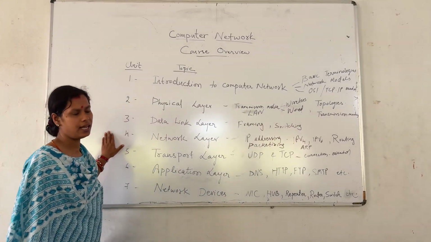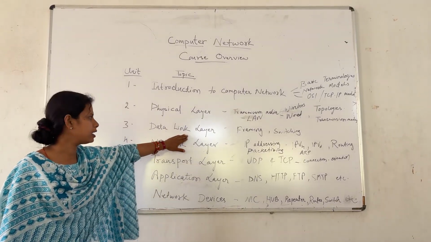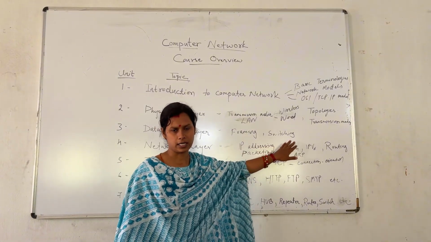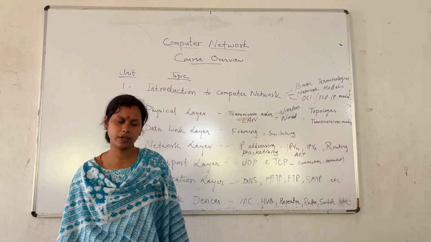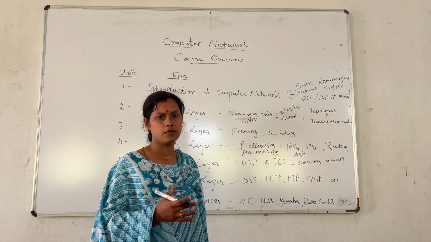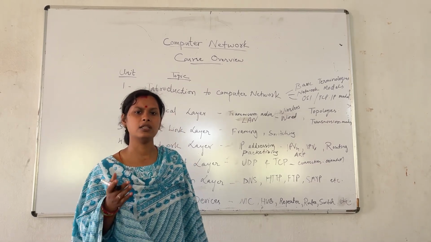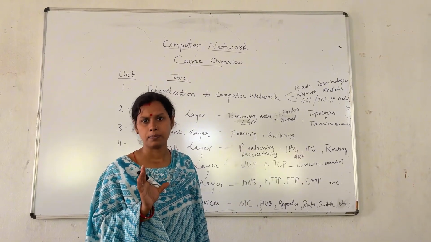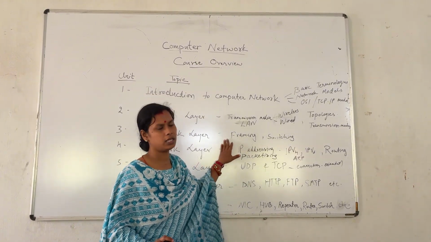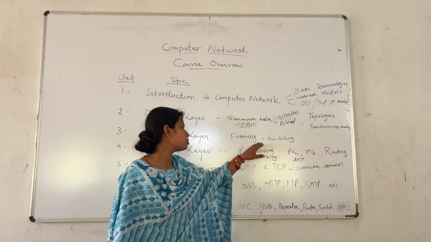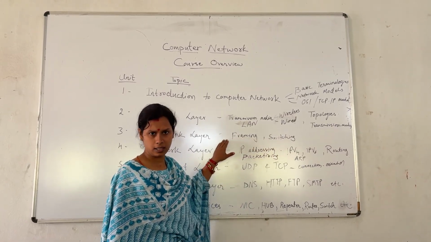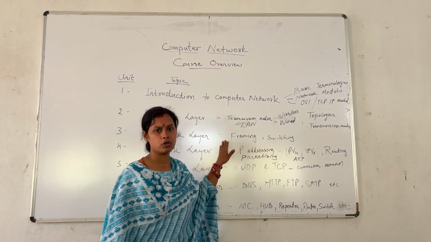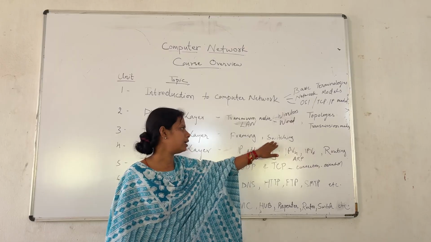Then comes the data link layer. In this layer we will see framing and switching of data. Now what is framing? Whenever we need to send data from the source to destination, then the source and destination address has to be attached to the data, to the packet. So that is done with framing. Okay. In detail we will learn in the future. And also we will learn what are the protocols and devices used in the data link layer.